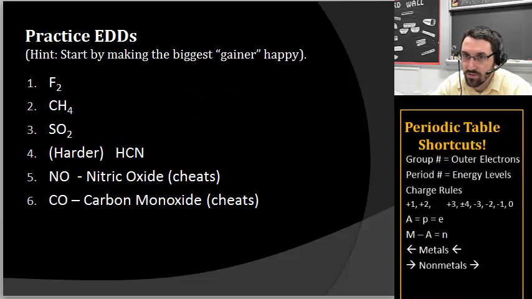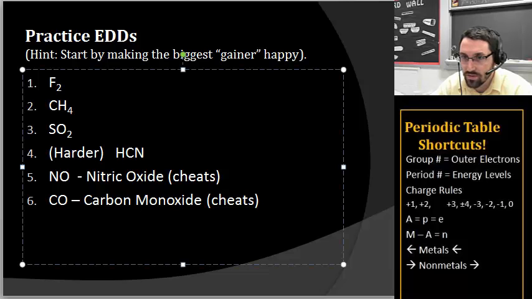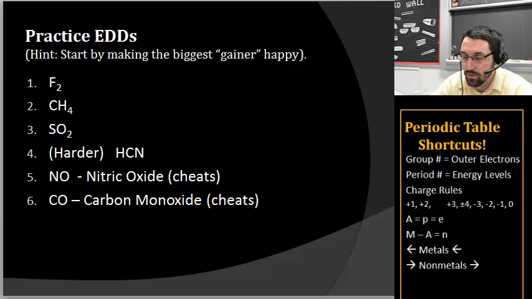Here's your chance to do some more practice. Try and figure out what each of these ones are. The last 2, nitric oxide and carbon monoxide, they don't end up being polyatomic ions, but they still covalently bond.